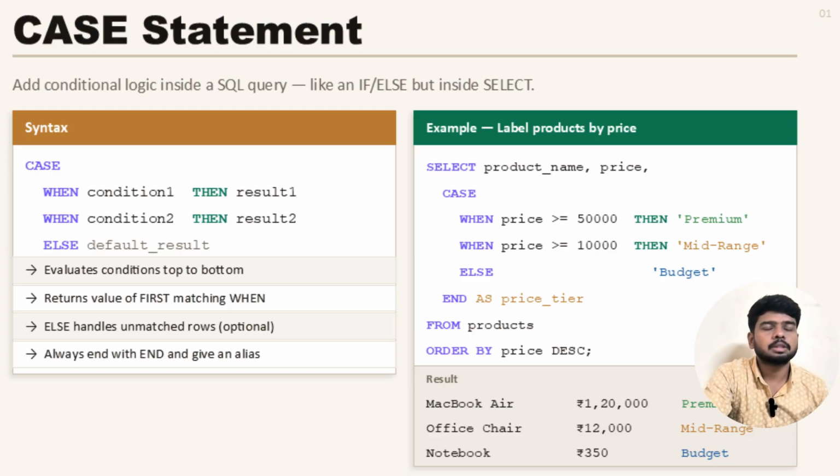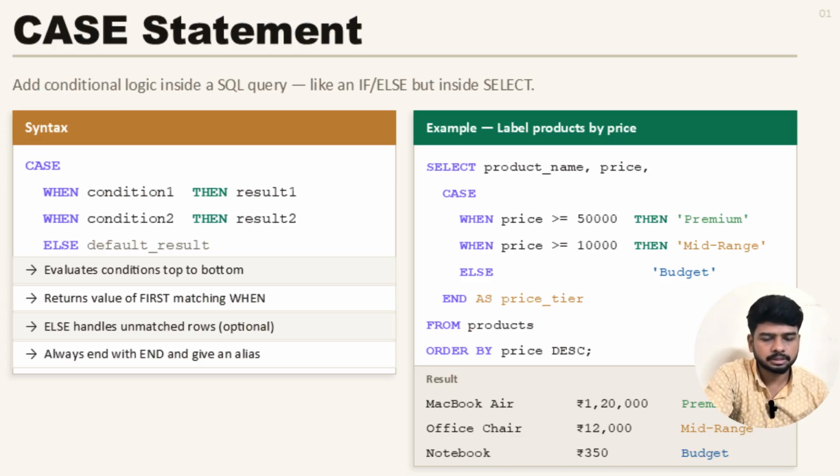So what does this do and how does it do it? MySQL evaluates the conditions from top to bottom and returns the value of the first one that matches. If you have given four to five conditions for WHEN, whichever matches first will be the result. If nothing matches, then it will fall to the ELSE and give that particular output, right?